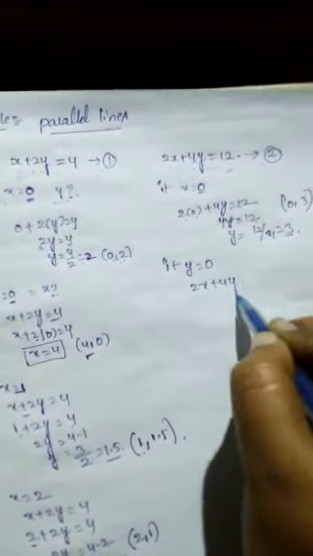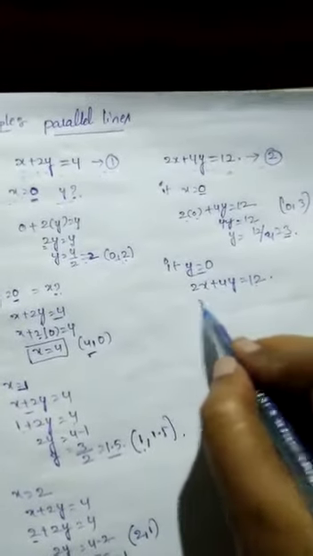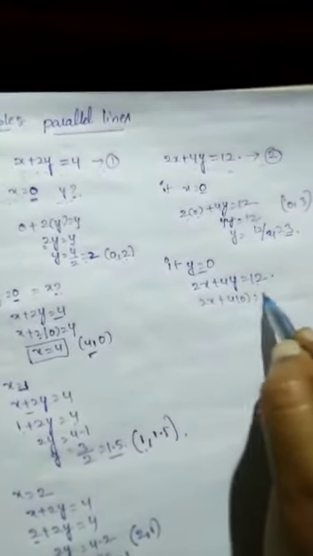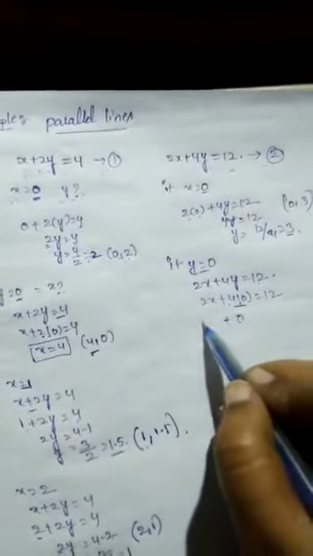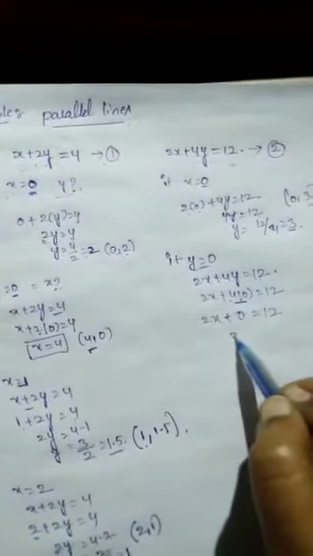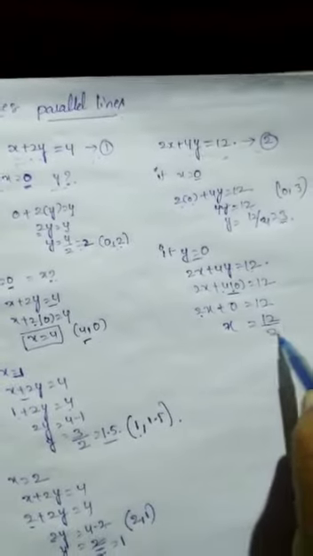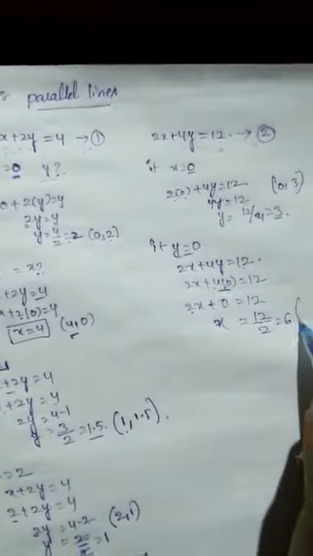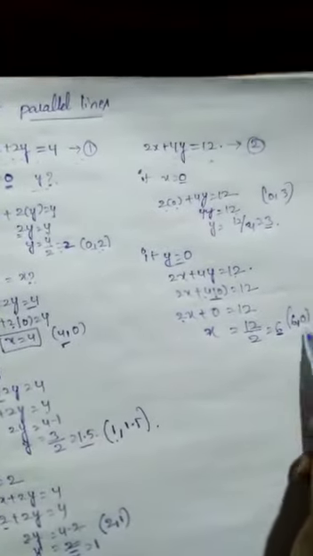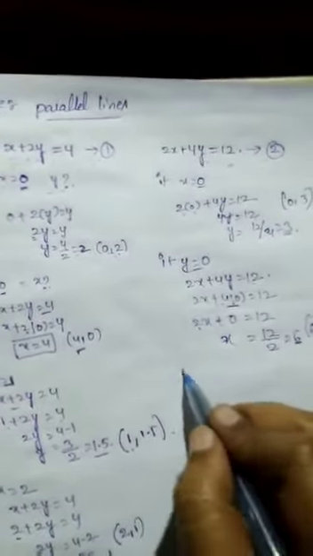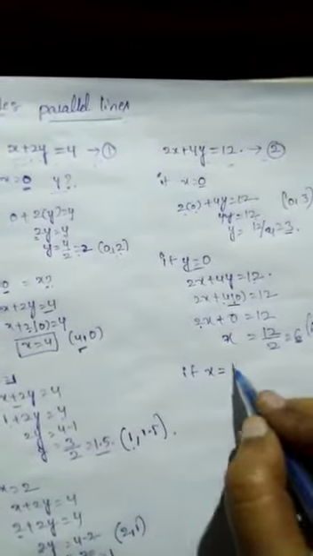Next, if y equal to 0, 2x plus 4y equal to 12, this is our equation 2. Put the y value in equation 2: 2x plus 4 into 0 equal to 12. 4 into 0, 0 into anything is 0. So 2x equal to 12, x equal to 12 by 2, which is equal to 6. This point is x 6, y 0, that is (6, 0).